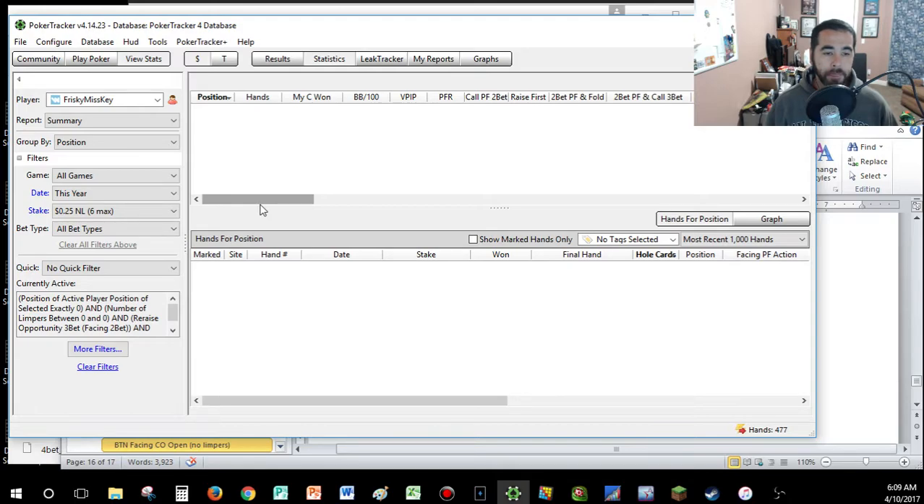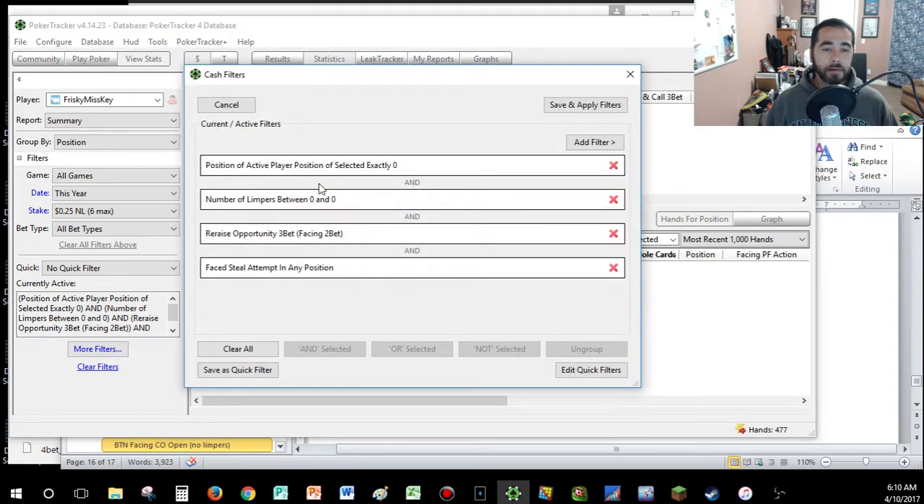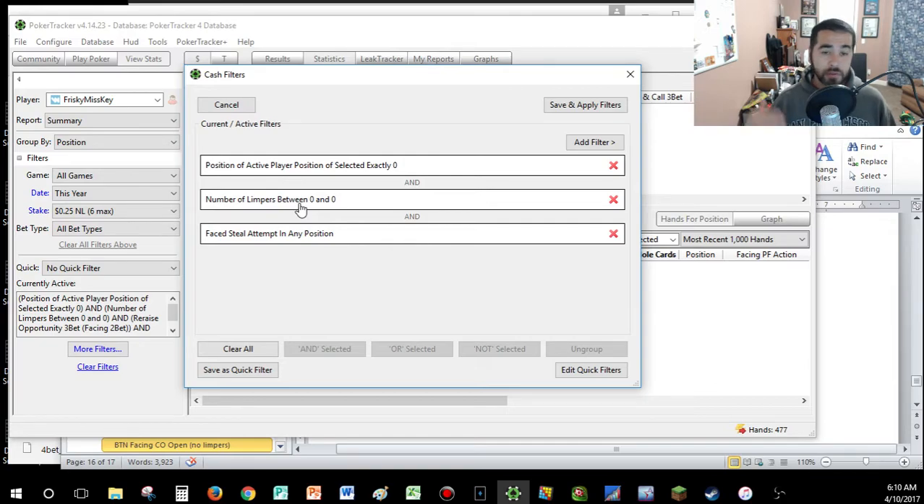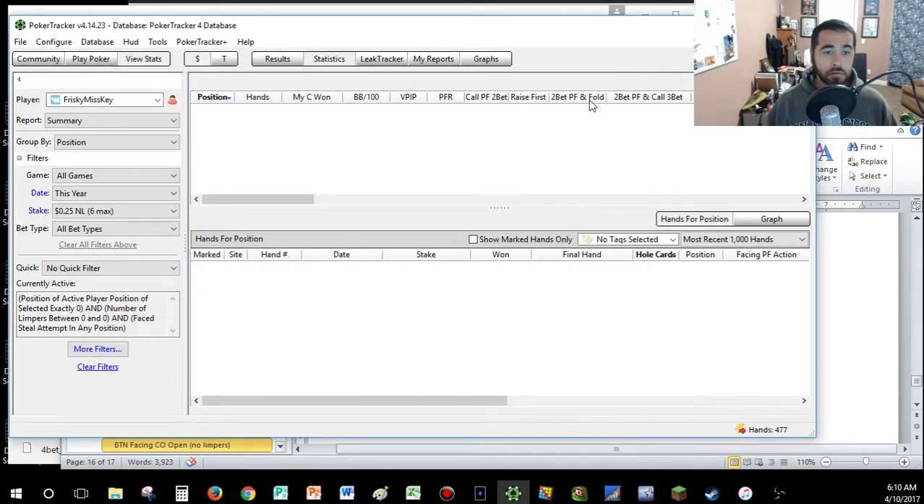Crap. What could be messing this up? So face a steal attempt in any position. Yeah, in the button we're facing a steal attempt from the cutoff, right? Yeah. And we have the re-raise opportunity. Let's just get rid of this. Number of limpers is 0, so you're facing a steal attempt. It's not like he's limping from the cutoff, because I say limpers is 0. Facing a steal attempt, and we're on the button. Dang it. How come this filter is not working?